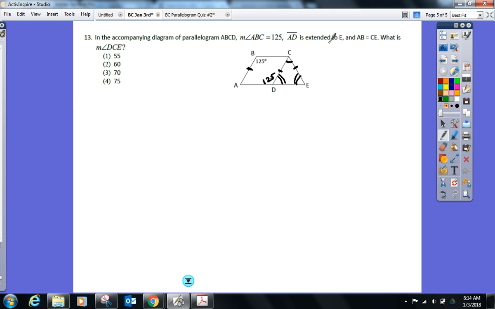What's the relationship between these two? Linear pairs are supplementary, so this should be 55. This also should be 55, and look at it. 55 is a multiple choice. I wanted to suck you right in. All right, how do I find angle DCE then? Take 180 and subtract the two 55s. And we end up with 70 degrees. Yep.